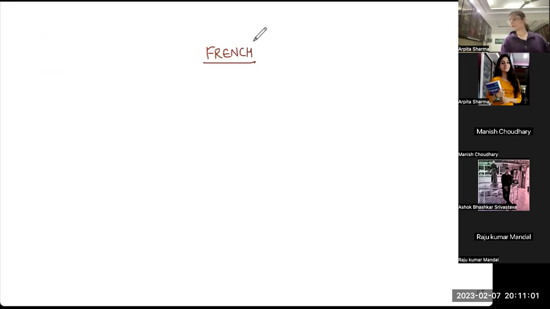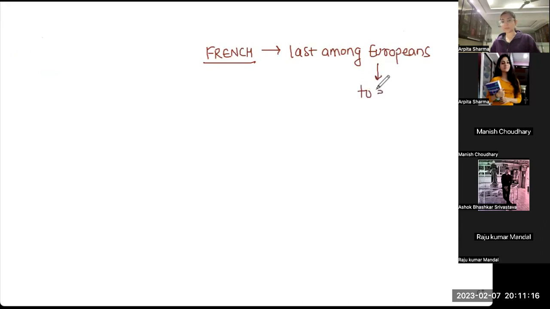So when we talk about the French, we need to remember that the French were the last among the Europeans who entered India. The last Europeans to enter India were the French only. And when we talk about the French, we know that they came to India to trade. All the Europeans came to India to trade only.